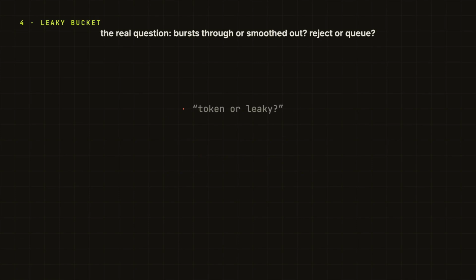So the real question was never token or leaky. It is, do you let bursts through or do you smooth them out? Reject or queue. That's the actual choice.